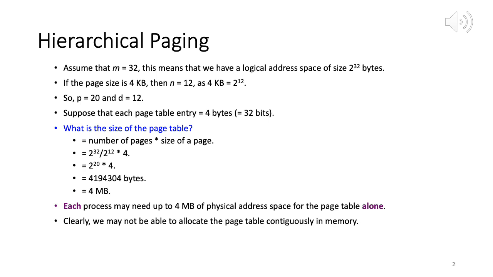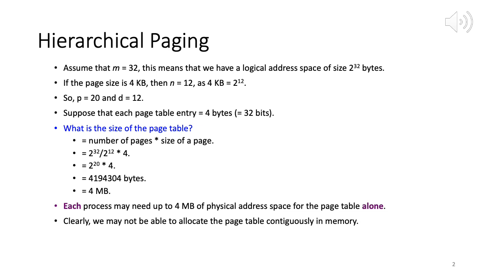So what we are saying is each process may need up to 4 megabytes of physical address space for storing only the page table, right, which is definitely on the higher side. If you have a large number of processes, each needs a page table. For each process we need 4 MB just to store the page table. So we're not even starting a discussion on storing the actual pages. This is just storing the page table, the address translations, virtual to physical.